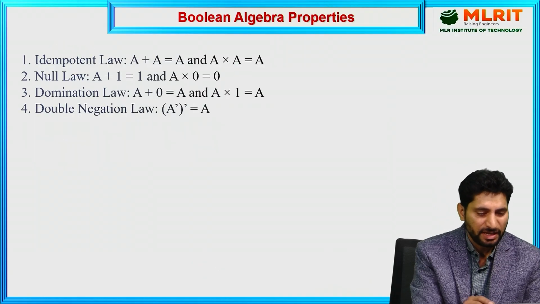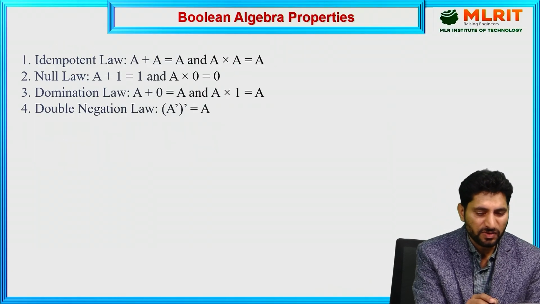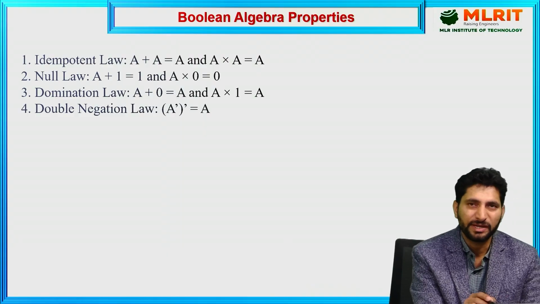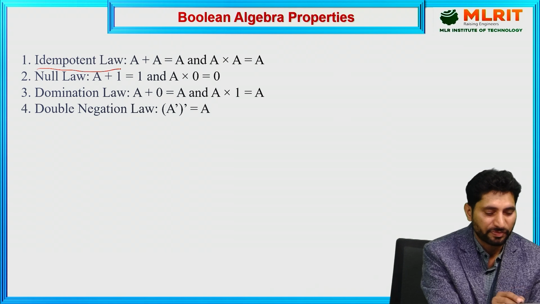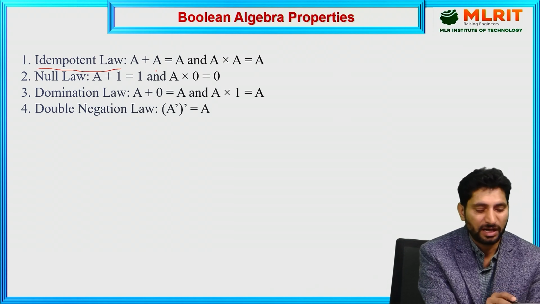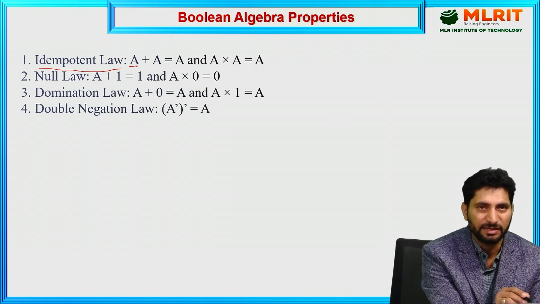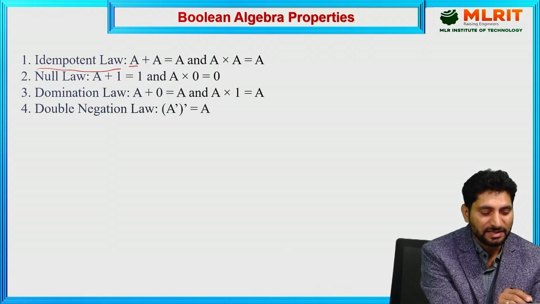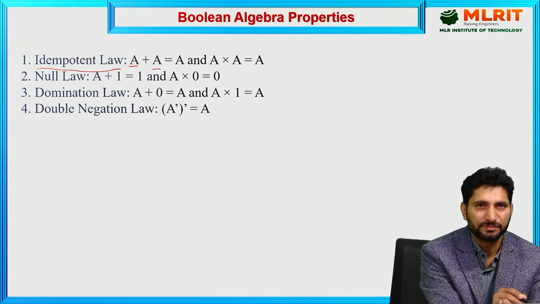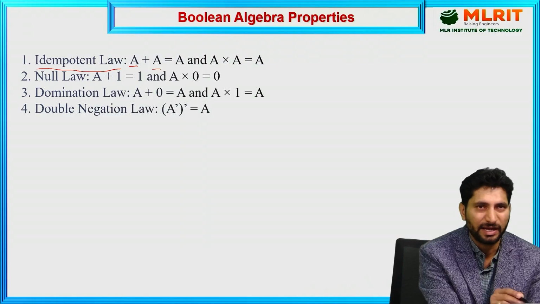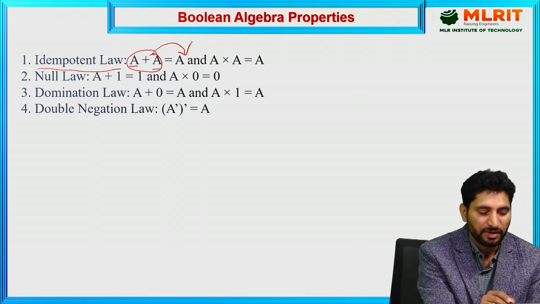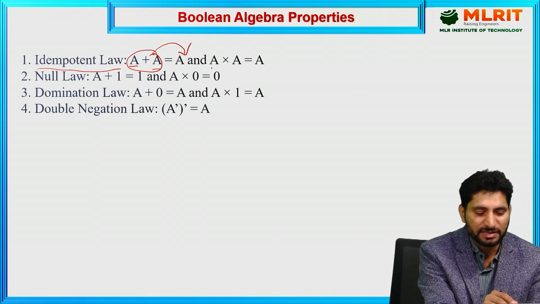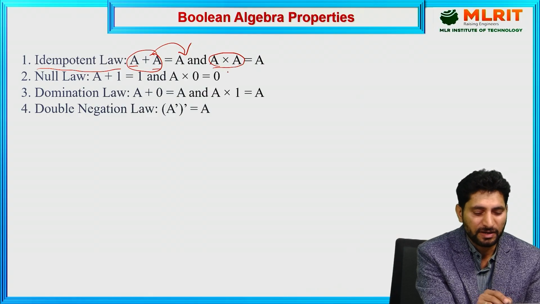Next, in Boolean algebra we also have a few important properties. One is the idempotent law. As per this idempotent law, if we take any variable or expression A, and add the same variable again, not only A plus A, we can take any variable, if we add the same variable, we get only a single variable. In the same way, if we multiply the same variable, A cross A, we will get A.